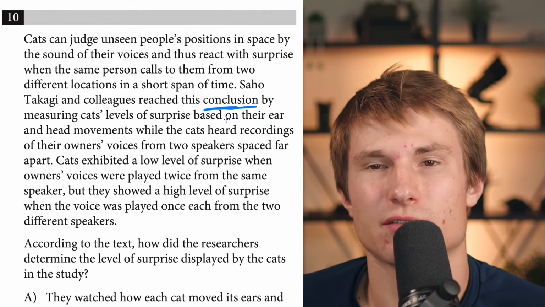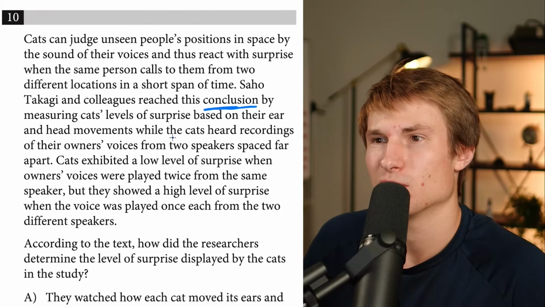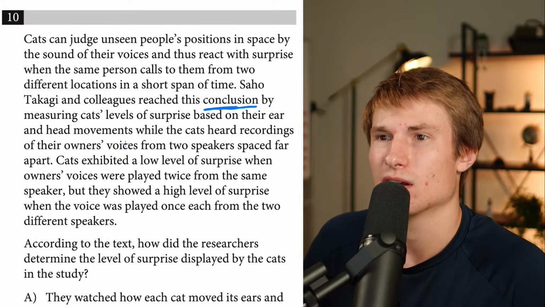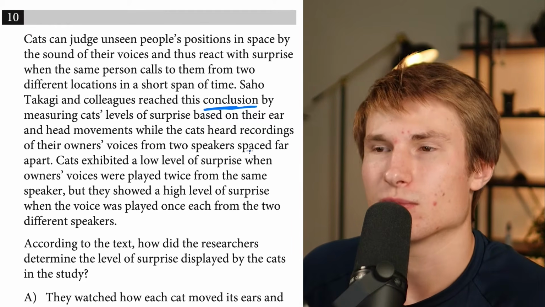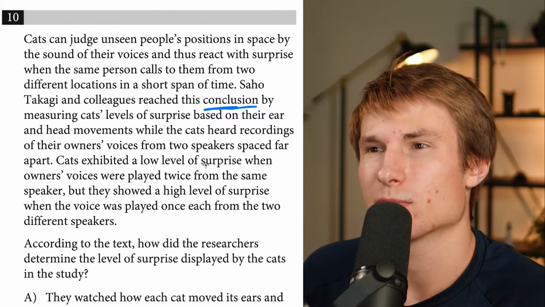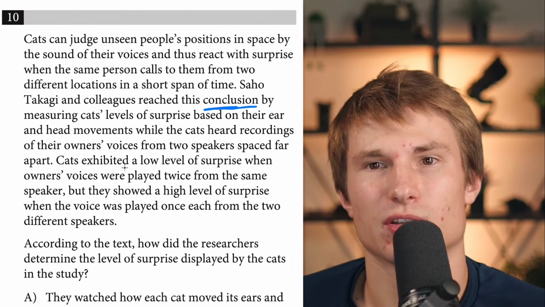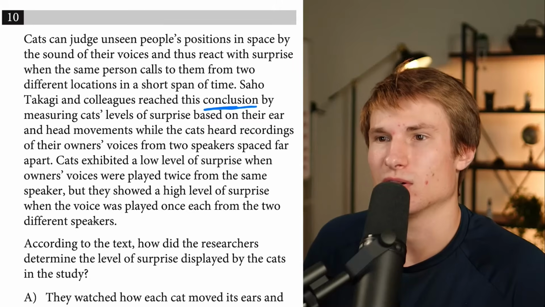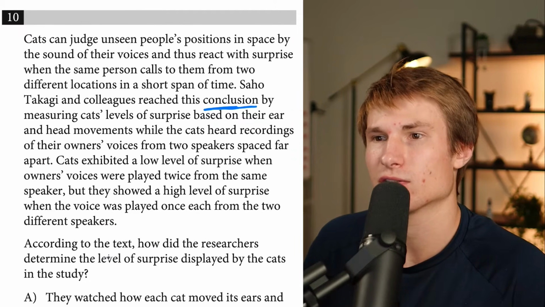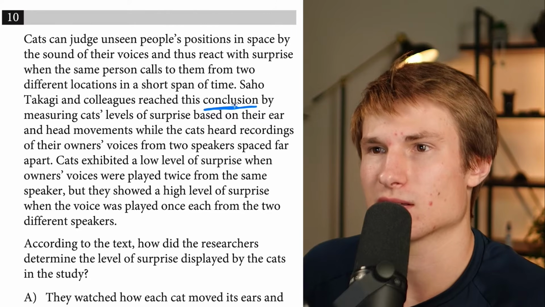By measuring cats' level of surprise based on their ear and head movements while the cats heard recordings of their owners' voices from 2 speakers spaced far apart. Cats exhibited a low level of surprise when owners' voices were played twice from the same speaker, but they showed a high level of surprise when the voice was played once each from the 2 different speakers. According to the text, how did the researchers determine the level of surprise displayed by the cats in the study?